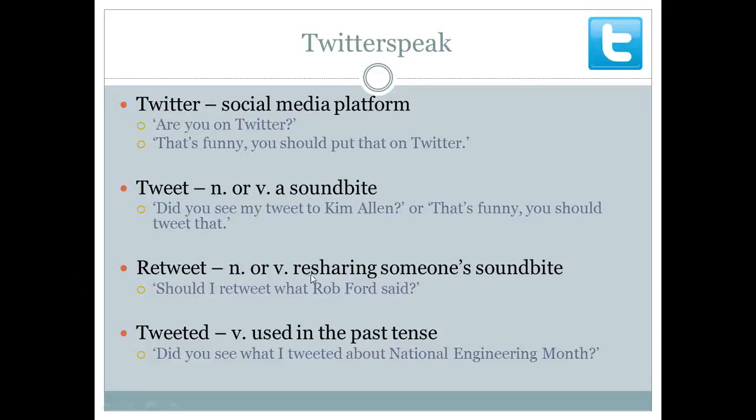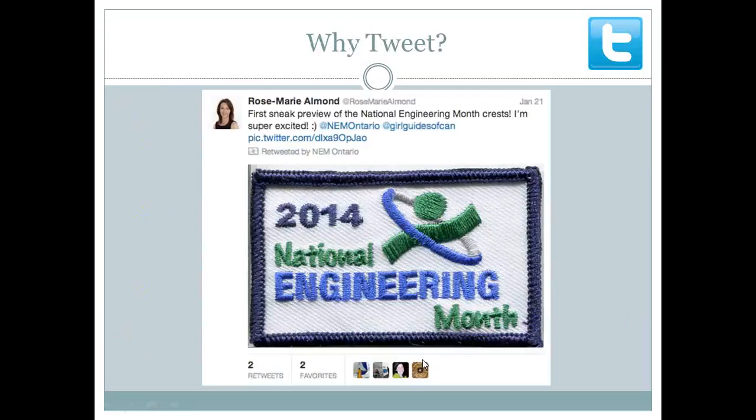Retweeting, a noun or a verb, to reshare someone else's soundbite, and that's a really easy way to engage with people. It's just to share what other people have said, things you agree with, things that you think are interesting. So should I retweet what Rob Ford said? Probably not. Tweeted is used in the past tense: did you see what I tweeted about National Engineering Month? So that's how the language works.